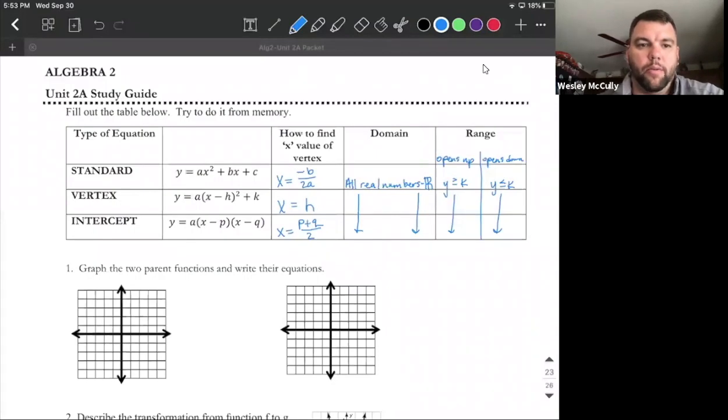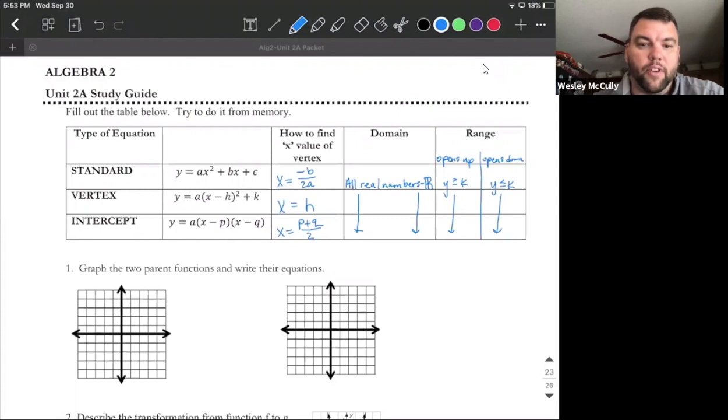In this video, we will go over the Unit 2A study guide. As you can see, I filled in the chart for finding the vertex, the domain, and range of all three forms of a quadratic equation.